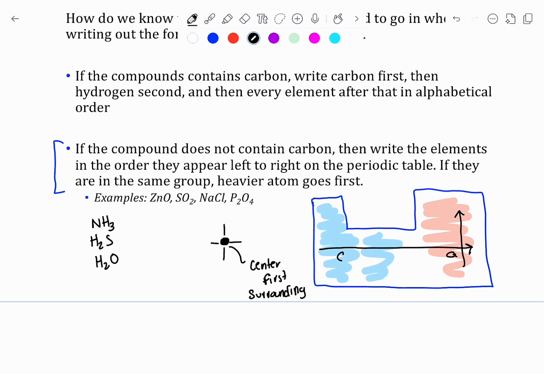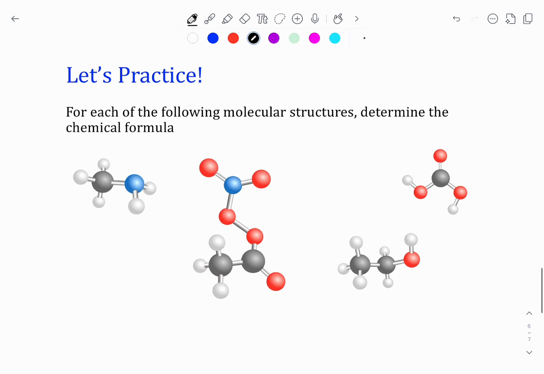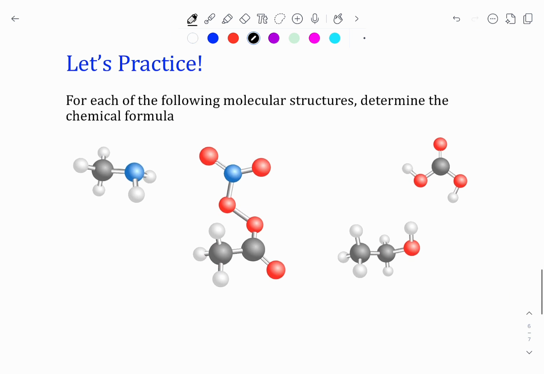So if we're given the structure and we see an element in the center, that's the one we write first, and then everything after that. And again, that does typically follow this second rule of writing from left to right and then from bottom to top. So I have a few examples of that just from compounds that we've talked about earlier, just to prove that this does work. So let's practice with these carbon-containing compounds first.